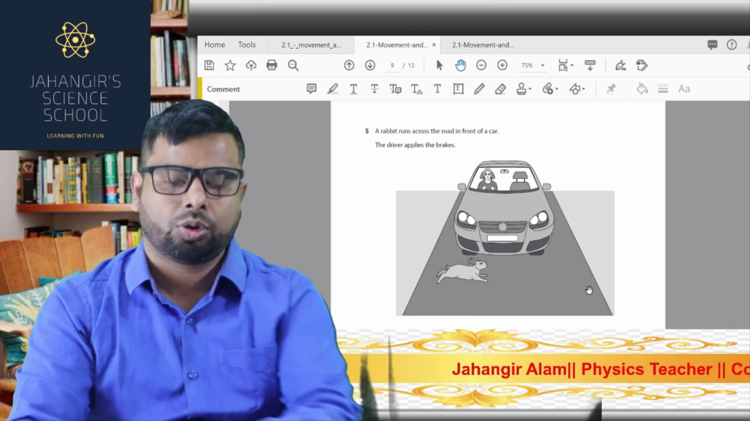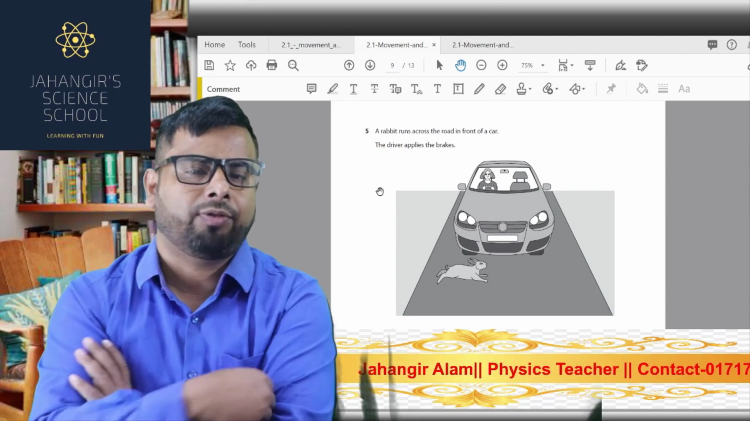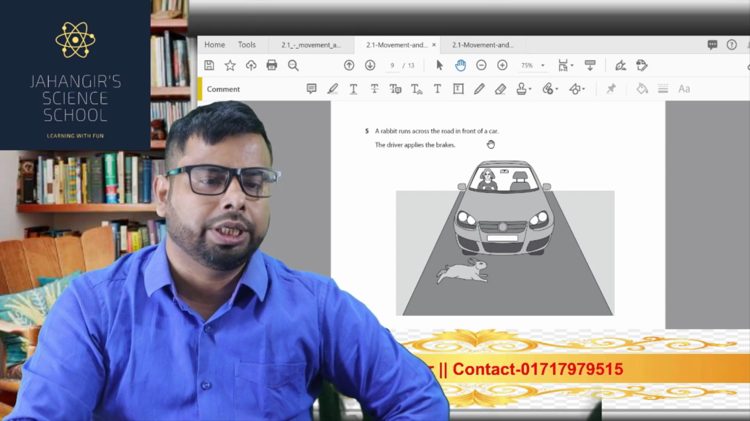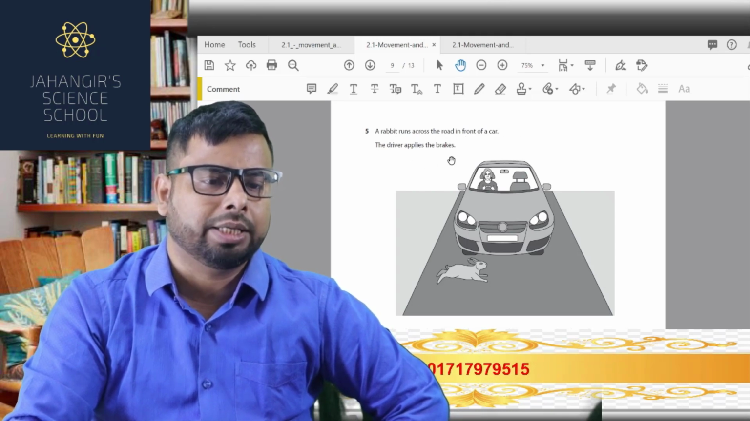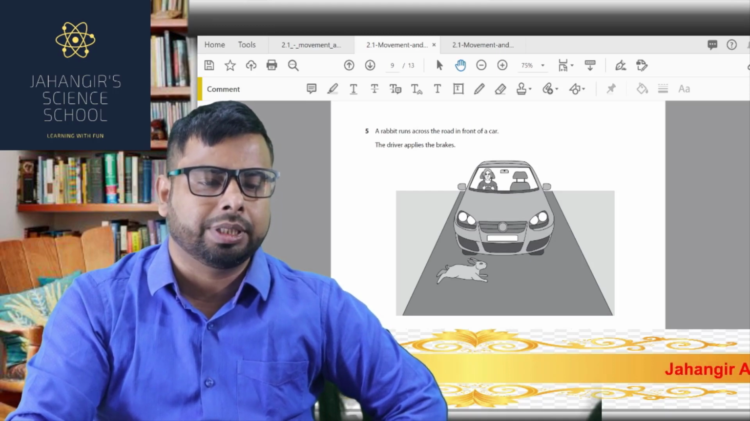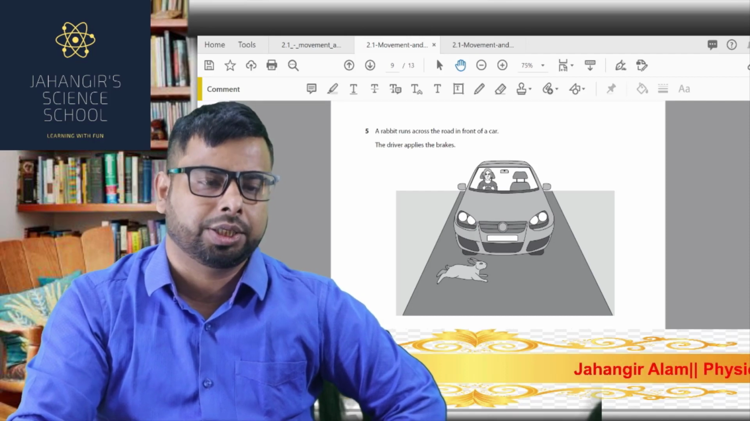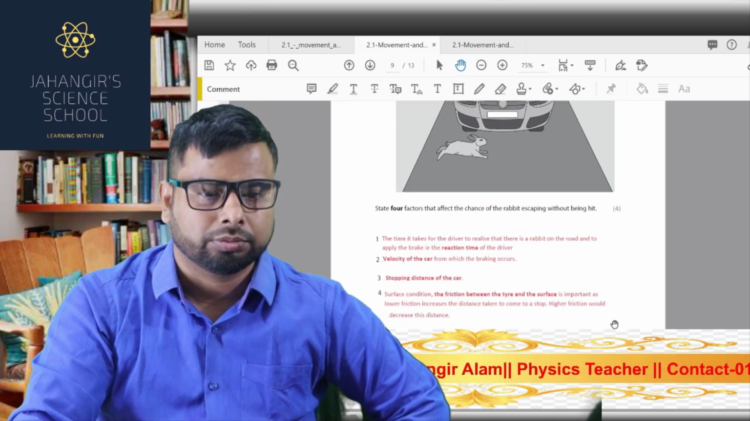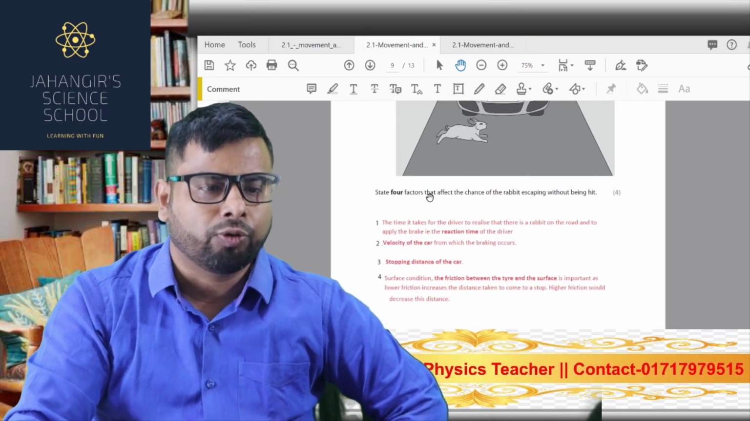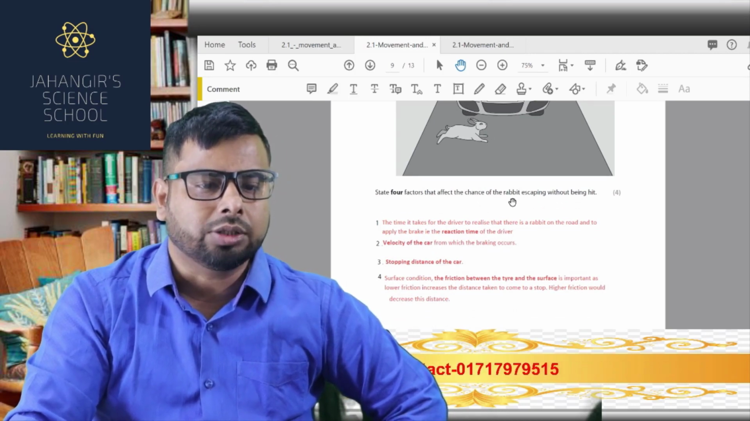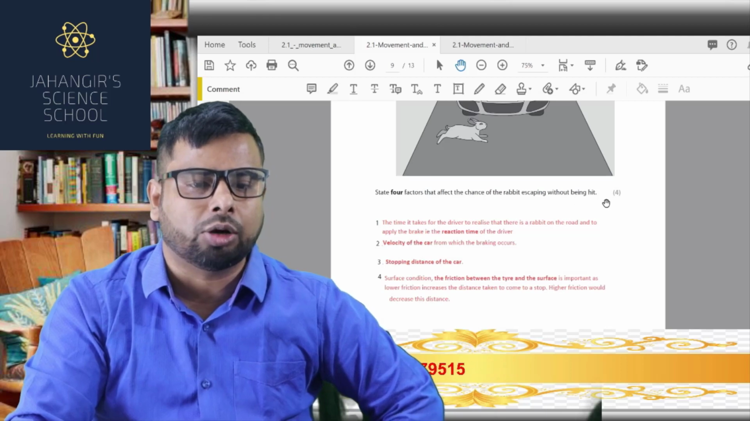Now question number 5. The rabbit runs across the road in front of a car. The driver applies the brake. State 4 factors that affect the chance of the rabbit escaping without being hit. Marks: 4.